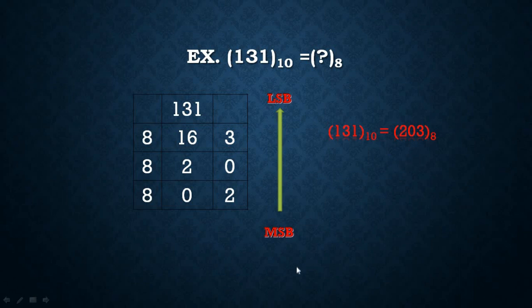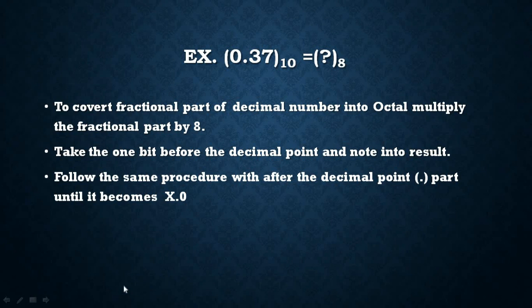So in this way we convert the integral decimal number into the octal number system. Now we focus on how to convert the fractional decimal number into the octal number system. To convert the fractional part of a decimal number into octal, multiply the fractional part by 8. Take the 1 digit before the decimal point and note it into the result. Follow the same procedure with the part after the decimal point until it becomes x.0. Here the value of x is nothing but 0 to 7. So by using this step we solve one example.